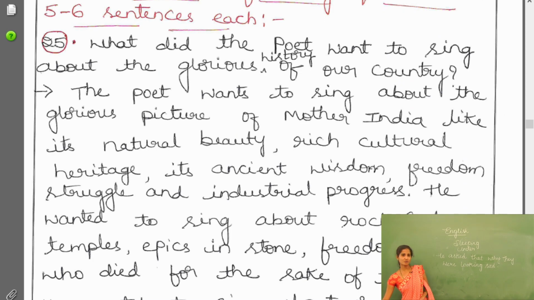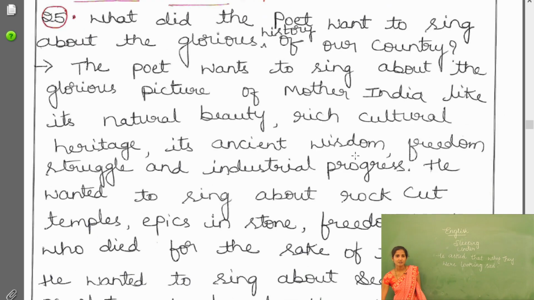What did the poet want to sing about the glorious history of our country? You have to observe the question here. The question is not like "Explain the glorious history of our country as described in the poem." It is not like that. Here you have to understand the question.